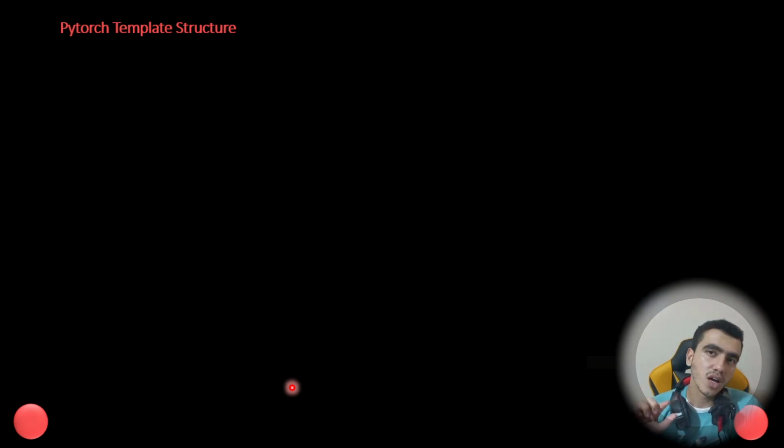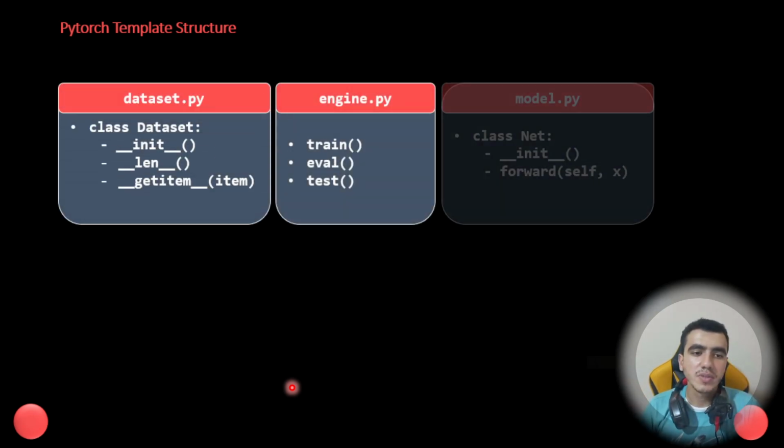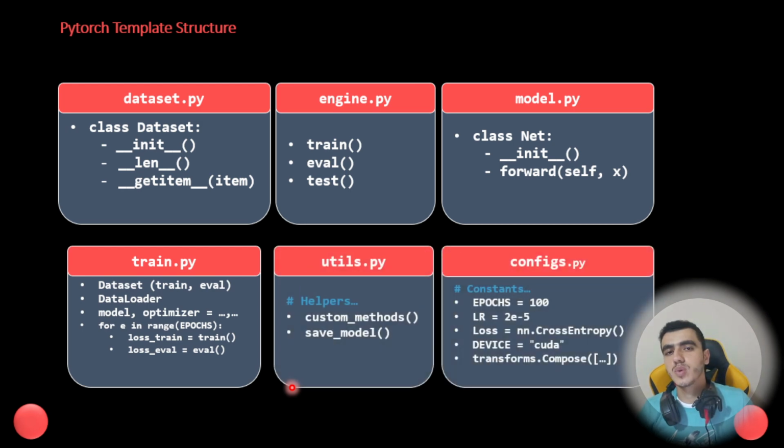Now let's see what the PyTorch template is, and after this we'll see where we should insert our encoder module, this pipeline, into this template. Basically we can distribute it into 6 modules: the dataset, the engine, the model, the train, the utilities, and lastly the configs.